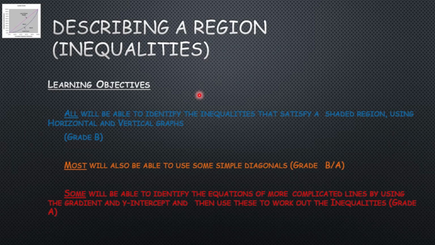Our learning objectives in this video are to identify the inequalities that satisfy a shaded region using horizontal and vertical graphs. Most will also be able to use some simple diagonals. Some will be able to identify the equations of more complicated lines by using the y-intercept, and then use these to work out the inequalities. So let's start.